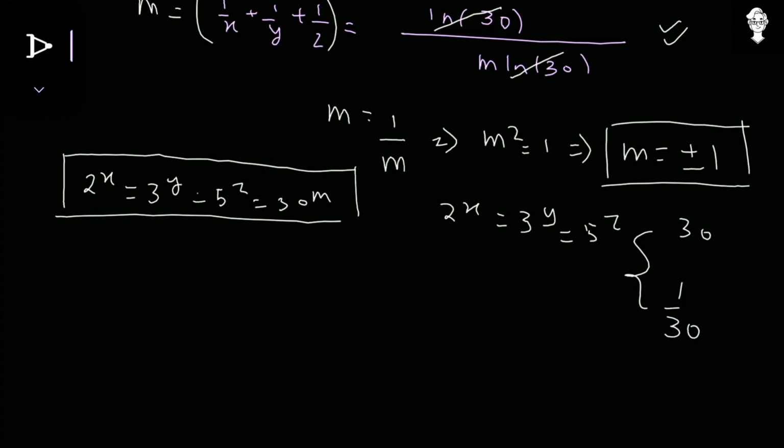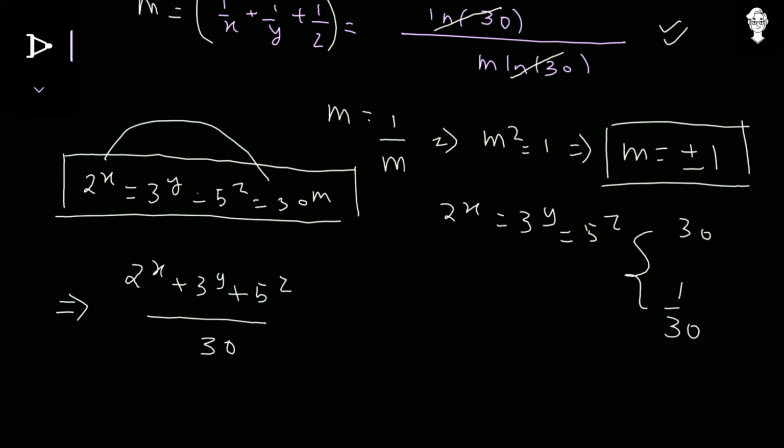And now what you have to find is 2 to the power x plus 3 to the power y plus 5 to the power z upon 30. Okay, so you have to find the value of this particular thing. Now as it is given that 2 to the power x is 30 to the power m, 3 to the power y is also 30 to the power m, and 5 to the power z is also 30 to the power m. So here this thing can be replaced with 30 to the power m, this thing also 30 to the power m, and this thing also with the same thing.